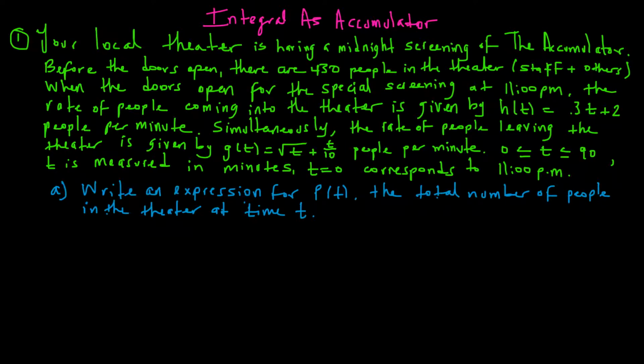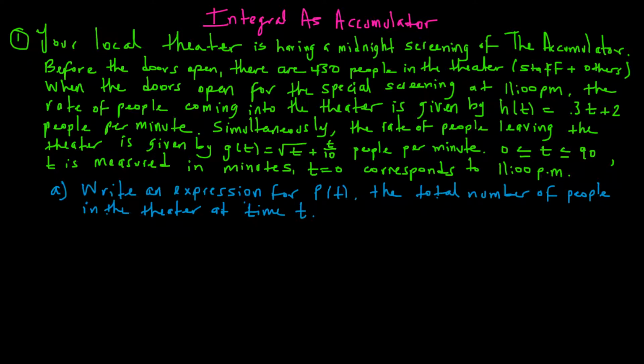So here's one example of an accumulation problem. It says your local theater is having a midnight screening of The Accumulator. Before the doors open, there are 430 people in the theater. This could be staff or people who are watching other movies. When the doors open for the special screening at 11 p.m., the rate of people coming into the theater is given by h of t equals 0.3t plus 2 people per minute.